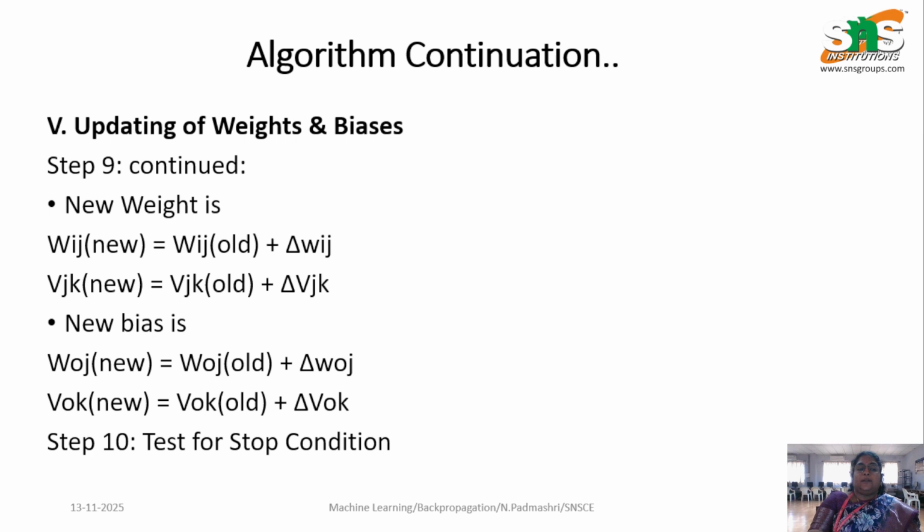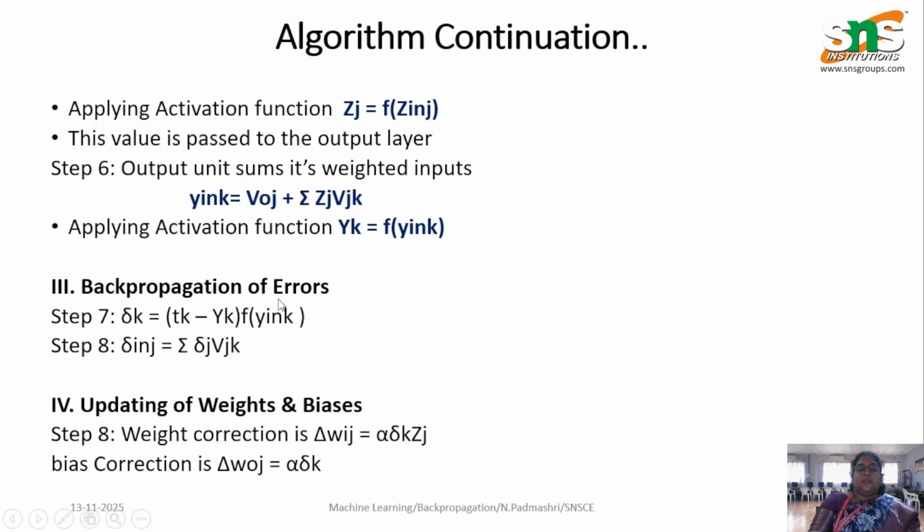Okay, again I will go back to the same step. So these are the 2 steps I have explained now. Then after we get some error, what we need to do is update the weights and bias. So this is the corrected weight: the change in the weight is equal to alpha into delta_k into z. So the corrected weight, and the bias correction also: delta w_oj is the bias, and delta w_ij is called the weight. That you need to remember.